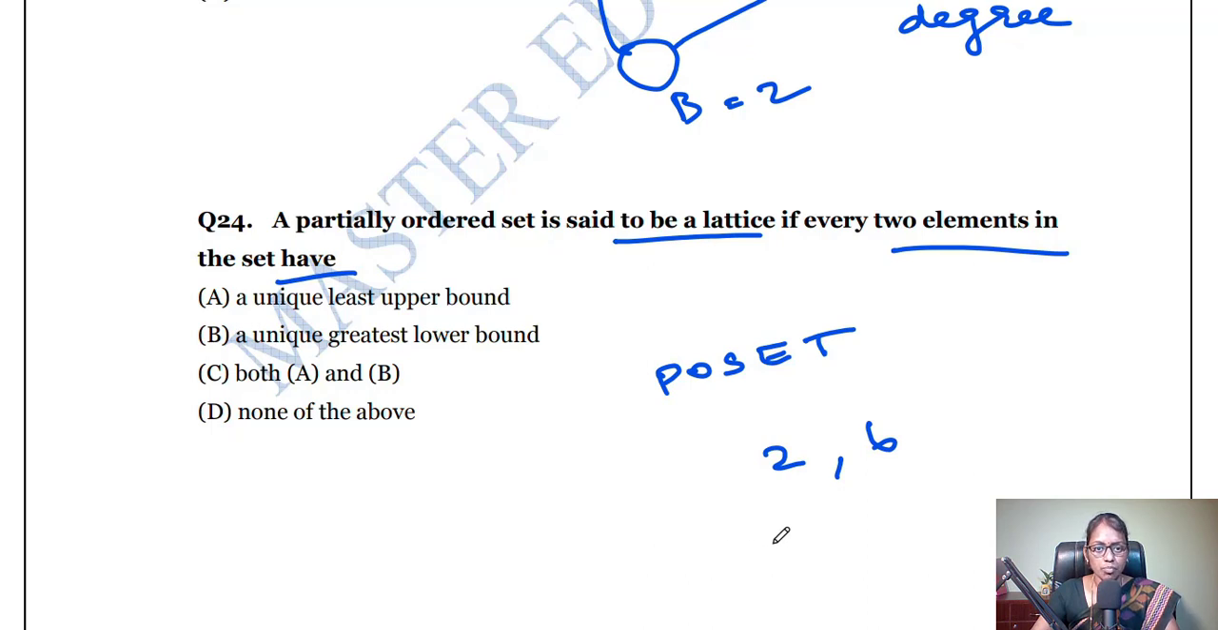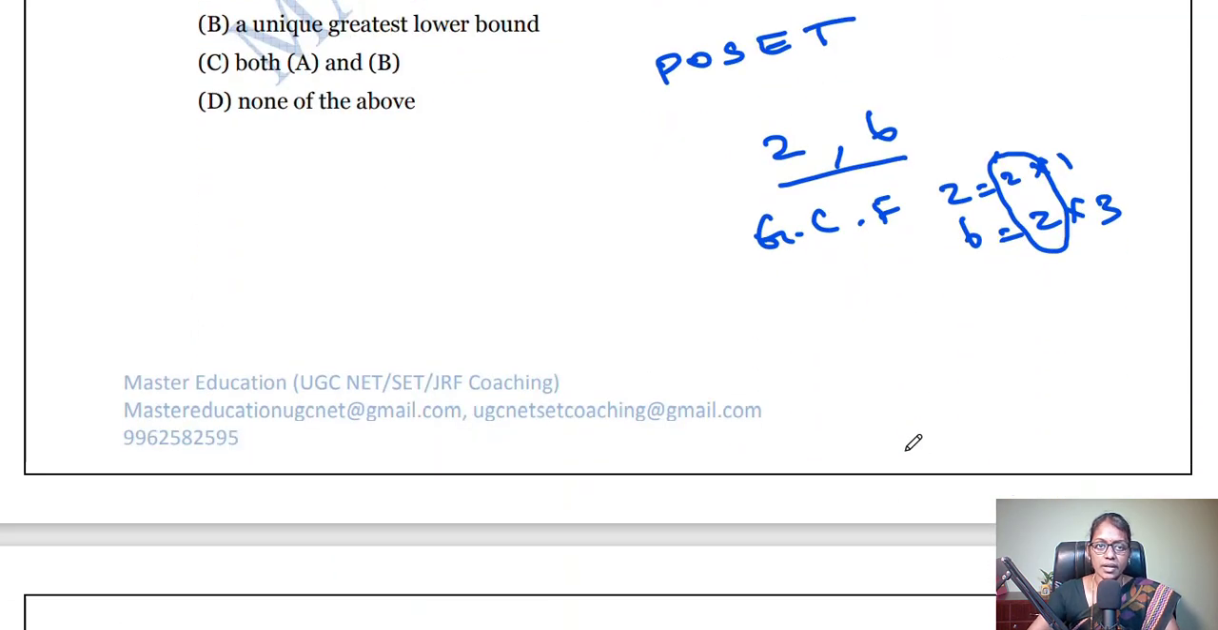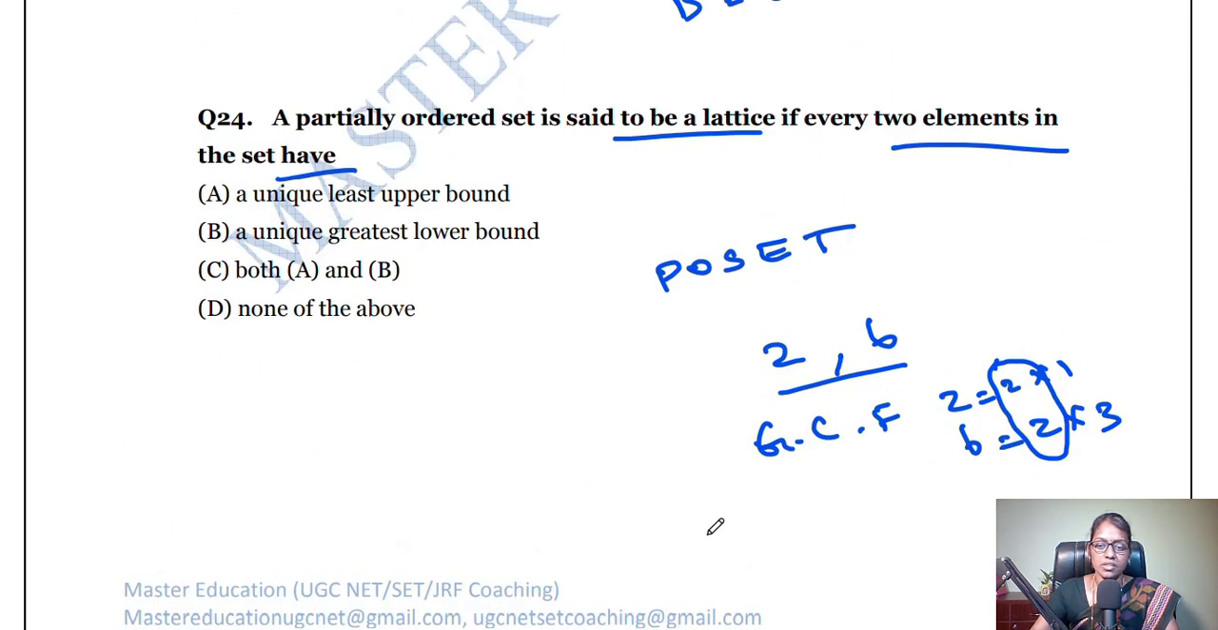Nothing but the least upper bound is the greatest common divisor. Okay, GCF, greatest common factor. So for 2 and 6, 2 can be written as 2 into 1, and 6 can be written as 2 into 3. So the greatest common factor is called the greatest lower bound.